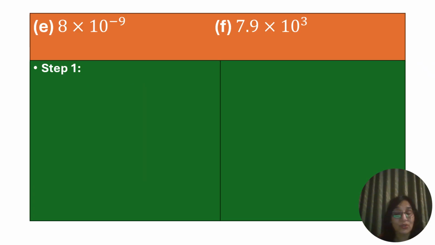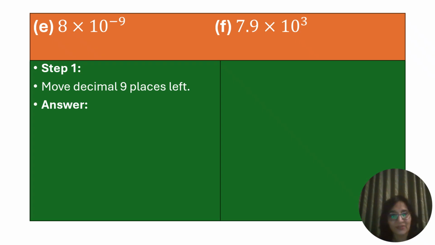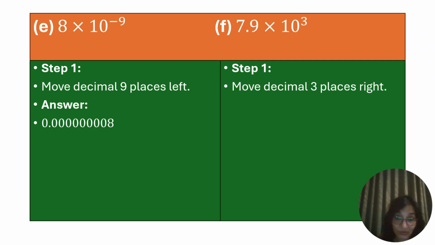Likewise, 8 into 10 to the power minus 9. Again, children, what do we have to do? You need to move the decimal 9 places left. So when you move left, you are going to get this answer. Likewise, 7.9 into 10 to the power 3. It is positive, so you need to move the decimal 3 places right. So this will be your answer. I hope the arrangement of decimal places is clear to you.